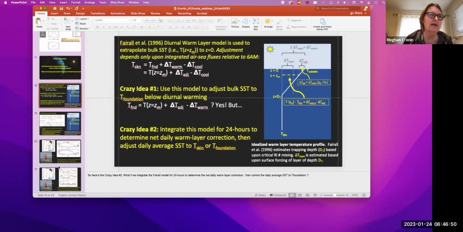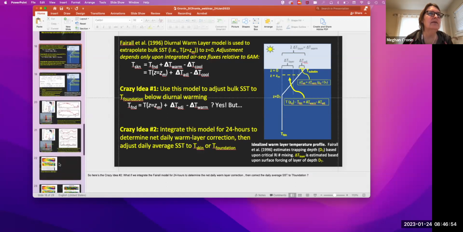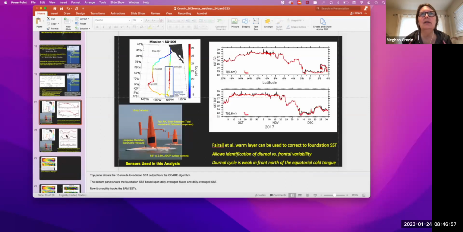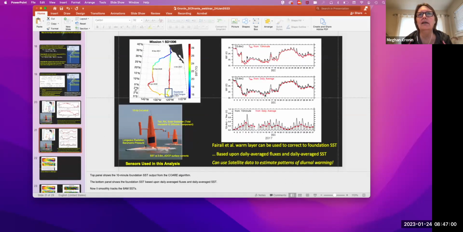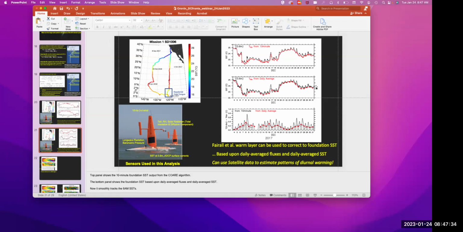I've done this comparison for Keo, and I've done it for a bunch of buoys. But showing here with the saildrones, the foundation temperature that comes from that trapping depth estimate does match the coolest part pretty well. It's very simple. There's better ways, but it kind of works. Okay, sure. Thank you so much. I'd like to hear other people's questions.